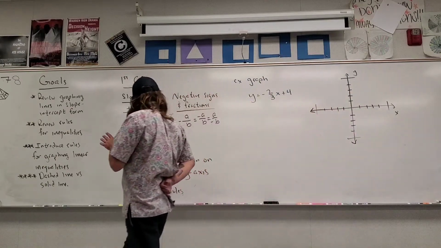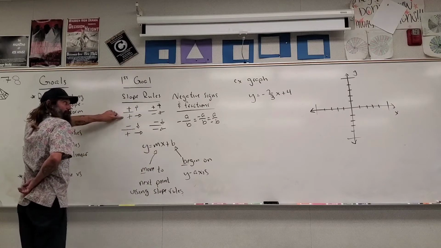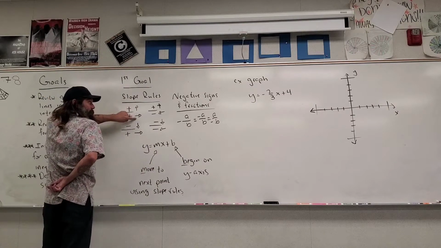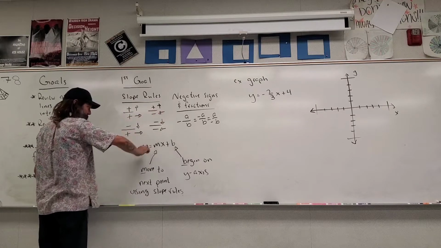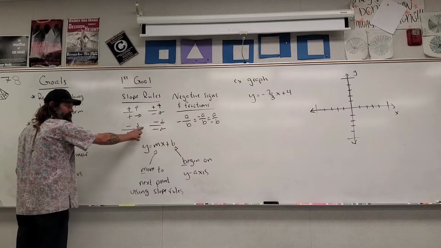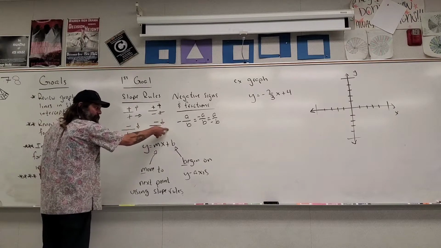I'd like to review slope rules with you. Remember, slope is rise over run. A positive over a positive means I rise up and I run to the right. A positive over a negative means I rise up and run to the left. A negative over a positive means I rise down and run to the right. And a negative over a negative means I rise down and run to the left.